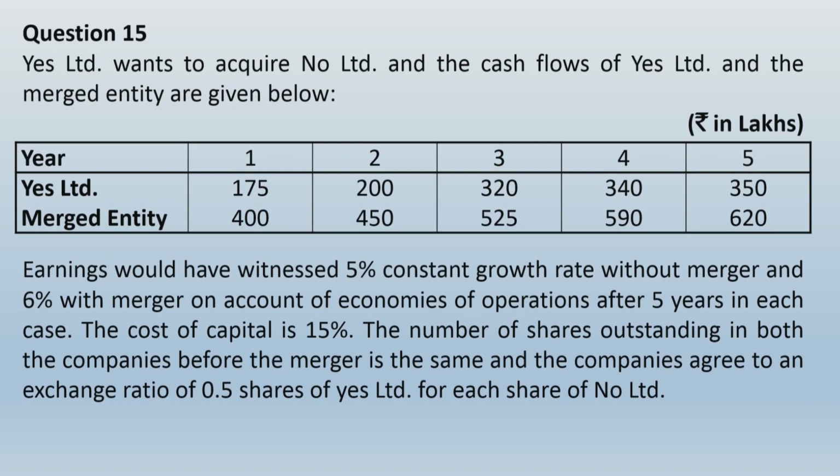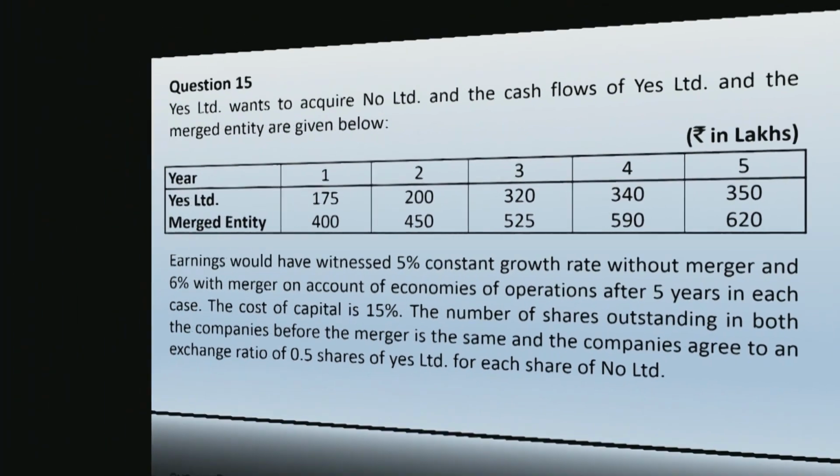Now the cash flows for 5 years have been given for Yes Limited and the merged entity. Further it says earnings would have witnessed 5% constant growth rate without merger and 6% with merger on account of economies of operations after 5 years in each case. The cost of capital is 15%. The number of shares outstanding in both the companies before the merger is the same, and the companies agree to an exchange ratio of 0.5 shares of Yes Limited for each share of No Limited.